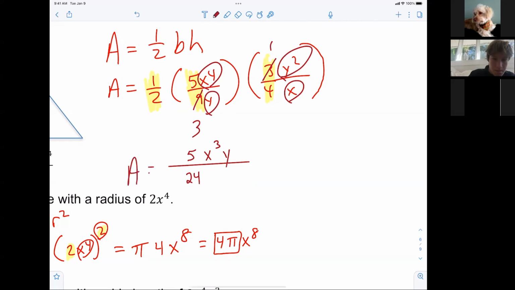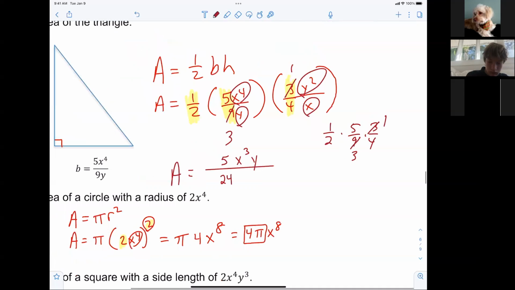Wait, where'd you get 5 over 24? I multiplied 1/2 times 5/9 times 3/4. And if you can't do that, just use your calculator. It's embarrassing that you're using your calculator though, just to let you know. 3 goes into 3 once, 3 goes into 9 3 times. 1 times 5 times 1 is 5. 2 times 3 times 4 is 24. Okay, so that would be your area.